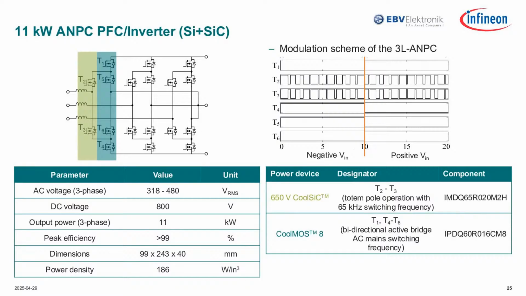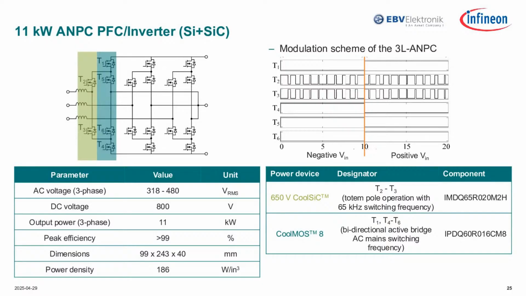So why are T2 and T3 selected as silicon carbide and the rest as silicon? It was because of the switching frequency. You can see that T1, T5, T6, and T4 run at AC main switching frequency, meaning that we just focus on RDS on. Lower RDS on, better efficiency. And T2, T3 is actually the totem pole fast leg operation, which is driven by the switching frequency, maybe 65 kilohertz.